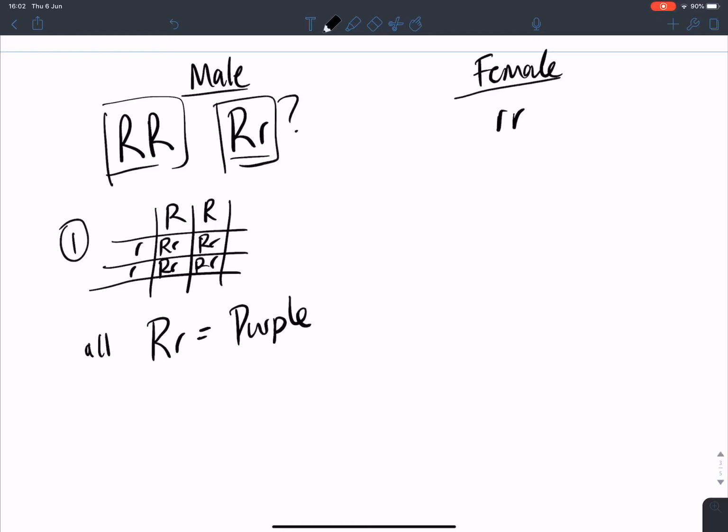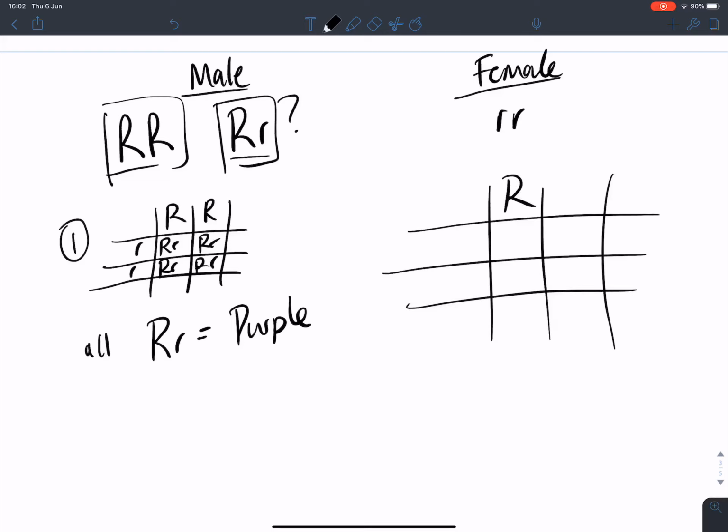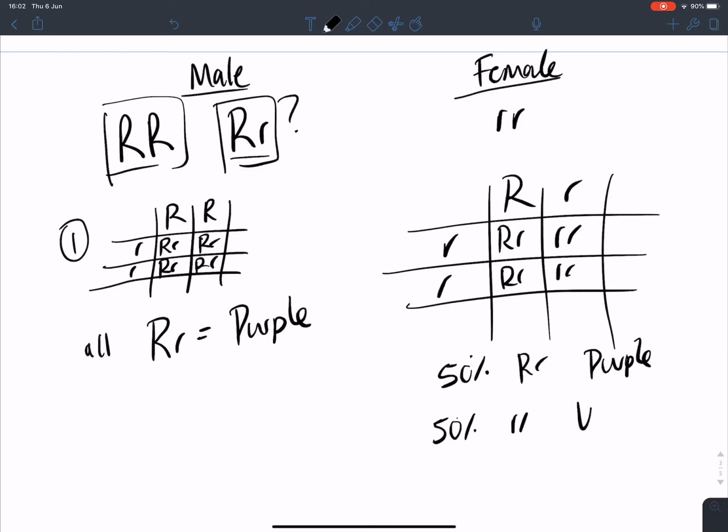If the male was big R, little r, and I was to breed that with the female, big R, little r, we can see that there's going to be 50% heterozygous and 50% homozygous recessive. So half of the kids are going to be purple, the other half are going to be white. And therefore, we can conclude that by doing the experiment, if all the kids are purple, then the male was homozygous dominant. If half of them are purple and the other half are white, then the male was heterozygous.